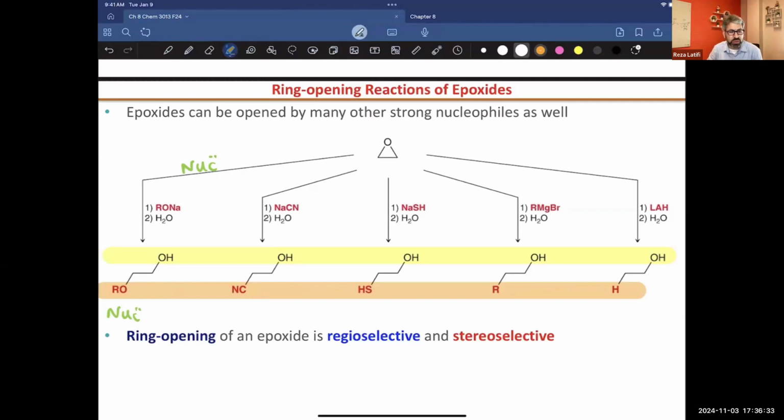If you're using alkoxide, they will add RO with a negative charge. If we are using, let's say, a salt like sodium cyanide, the cyanide with a negative charge will be added to the system. And this one will add SH with a negative charge. Again, those are strong nucleophiles. The Grignard reagent will add R minus to the system, and lithium aluminum hydride will add H minus to the system. As you see, depending on what the nucleophile is, we get different products. So epoxides are really good precursor compounds to get different organic products.